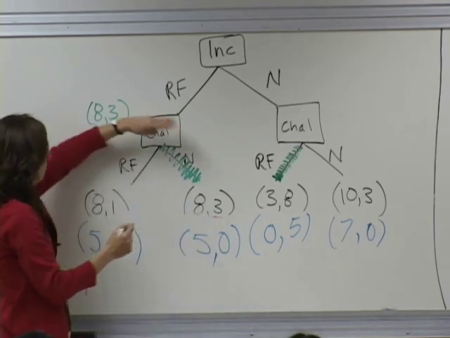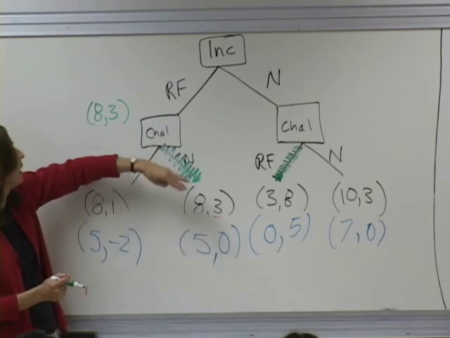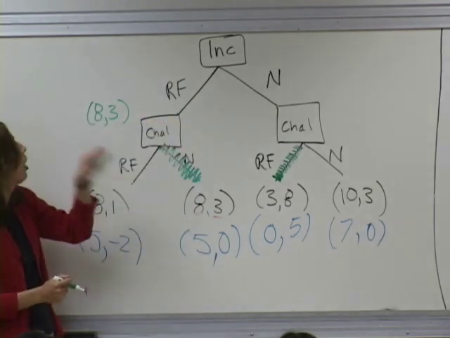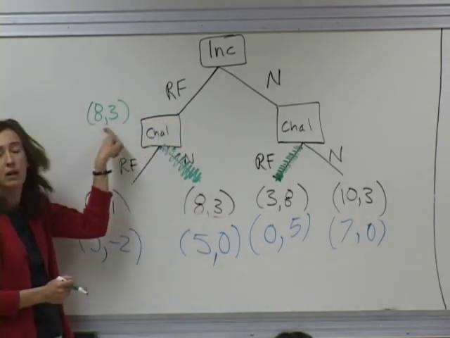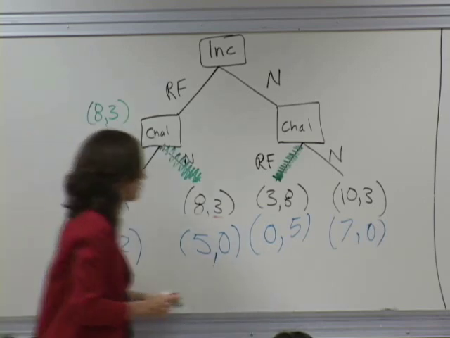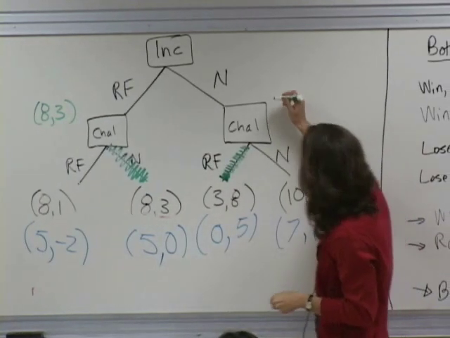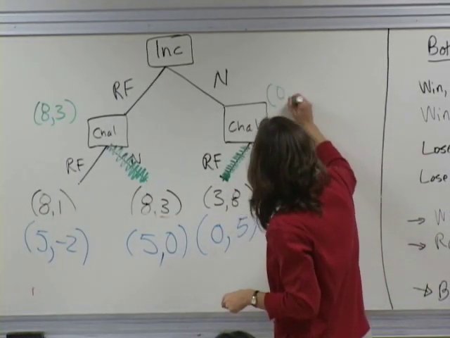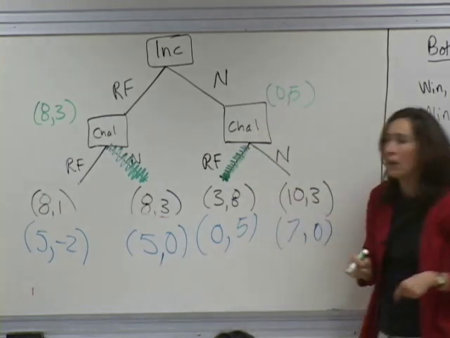Okay? So I've just pruned this whole part of the tree. I don't have to think about it anymore. All I need to know about this node is that the strategic equivalent is 8-3. Over here, all I need to know is that the strategic equivalent is 0-5.